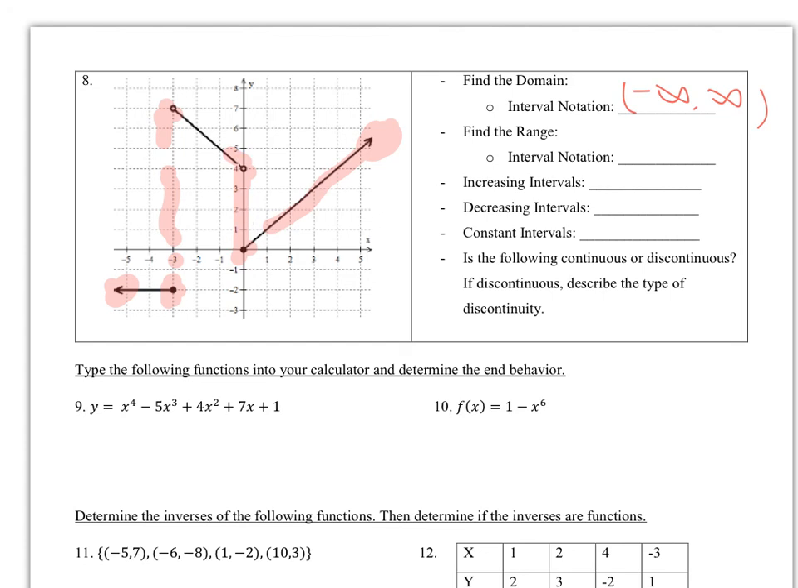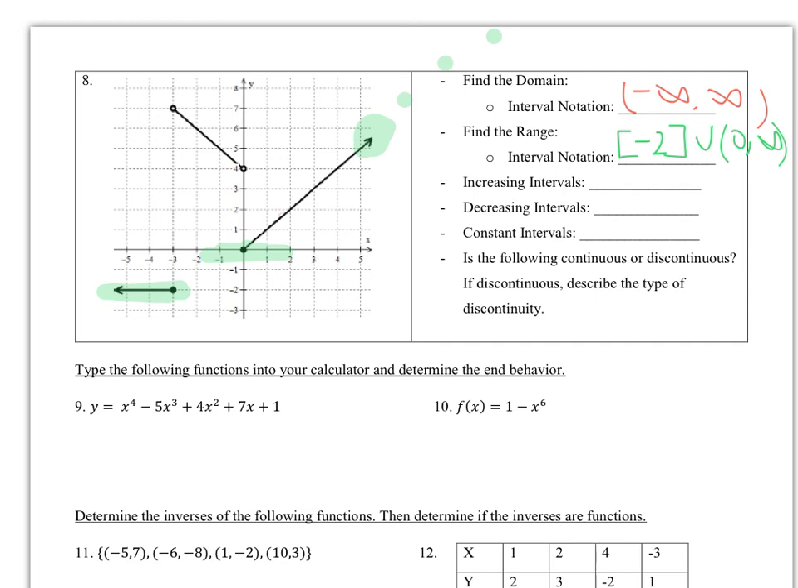For my range, it's a little bit different. My range, let's see if I can erase this. So I first start here at -2, but then I jump from 0 to an arrow, which goes on forever. So I have -2 union 0 to infinity, because I have that nice jump, so I have to make sure I include it.